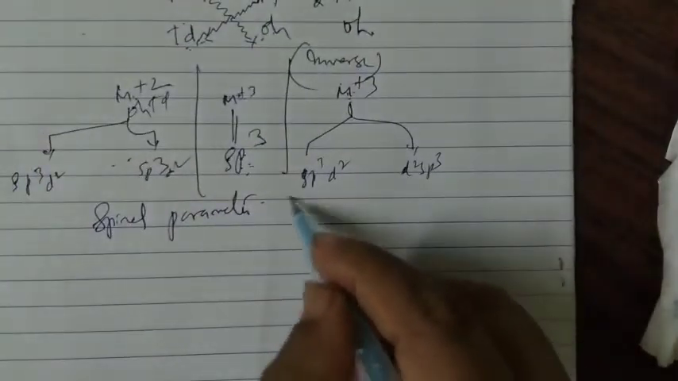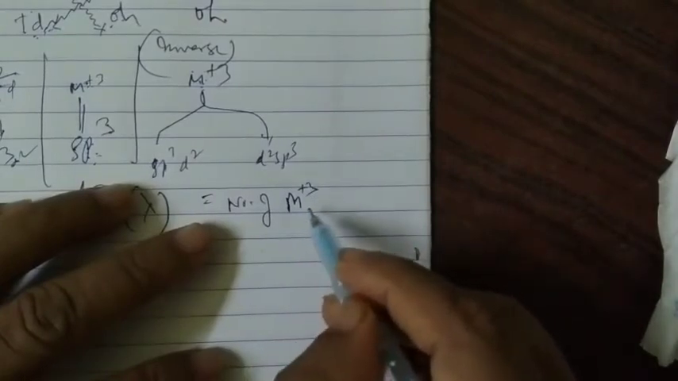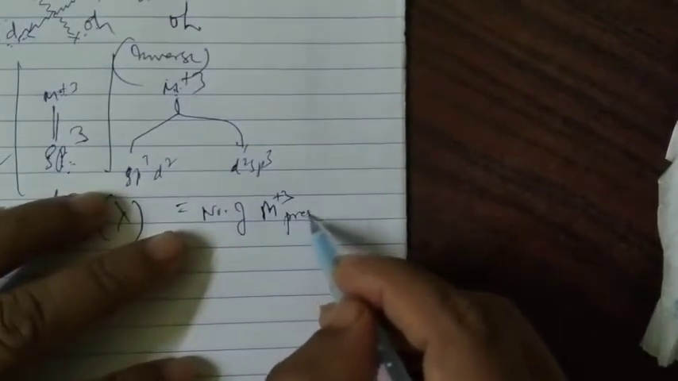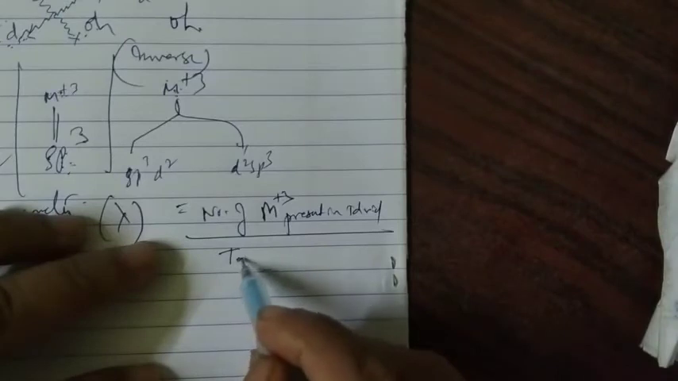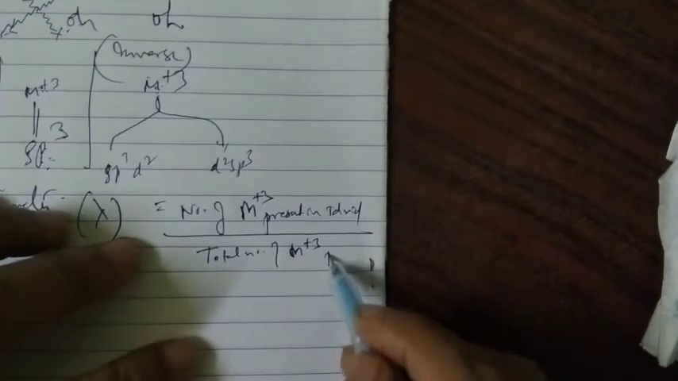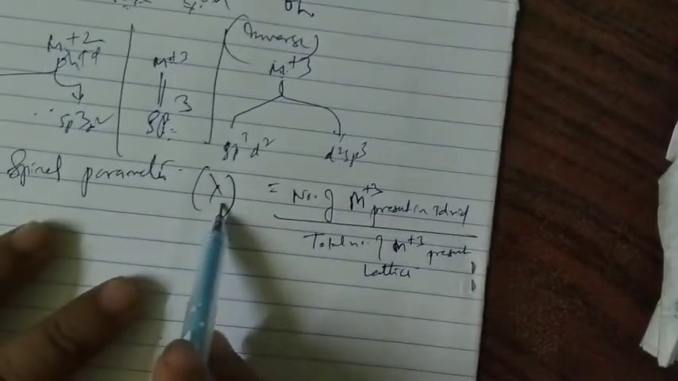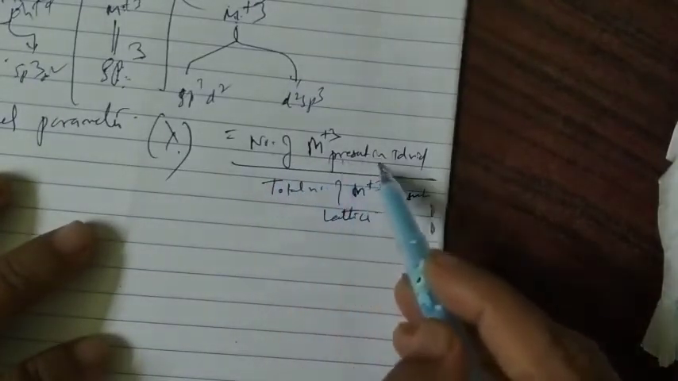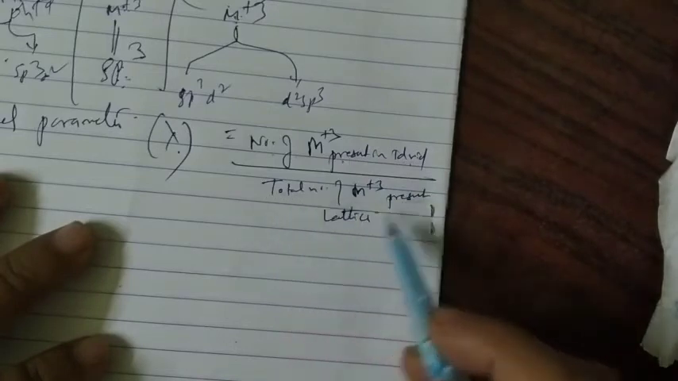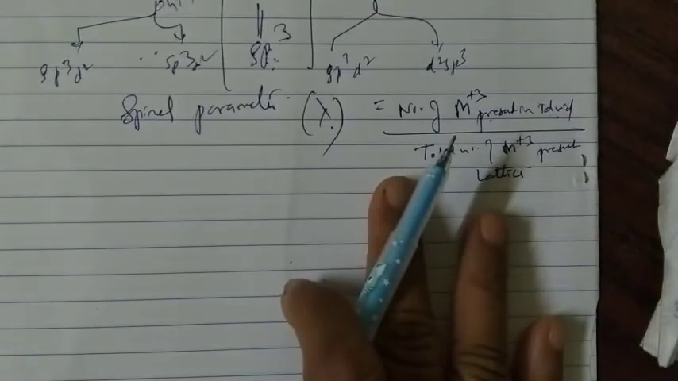It is always given in terms of lambda, and this is nothing but the number of trivalent metal ions present in tetrahedral sites, divided by the total number of trivalent M+3 present in the lattice. That is called the spinel parameter, termed lambda. So it is the number of trivalent ions present in tetrahedral sites divided by the total number present in the lattice. Okay, so keep this in mind. Very simple it is.